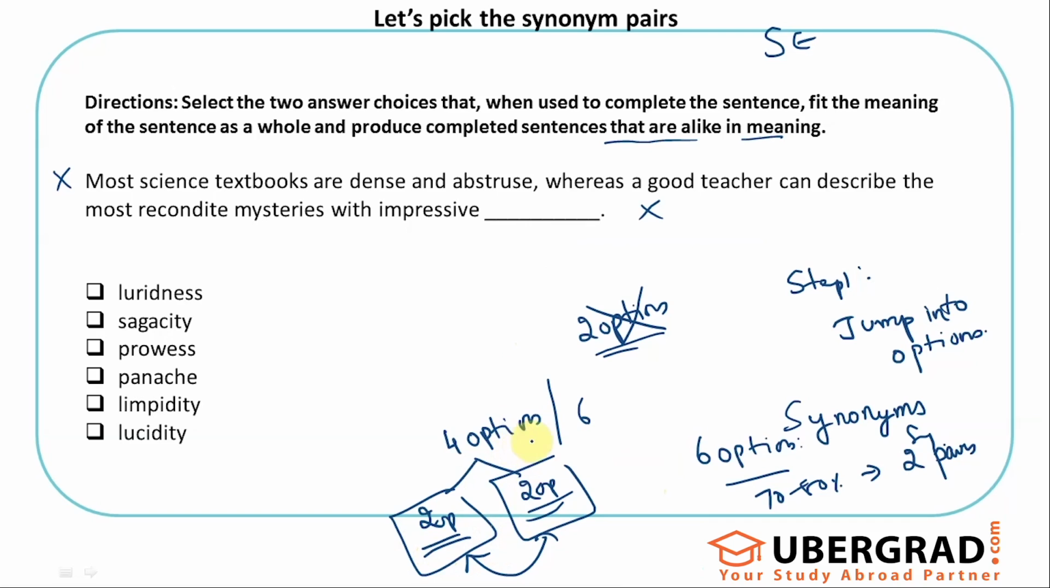That makes it much easier if you can just fit one option out of the 6 into the blank. So what am I saying? First step, don't read the statement, just jump into the options, right? Step 2, read the options and pick the pairs, pick the synonym pairs.